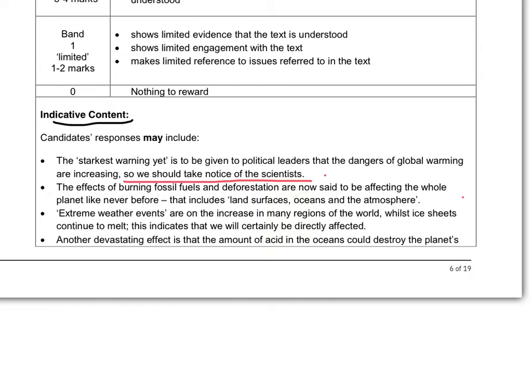The next one, extreme weather events are on the increase in many regions of the world, whilst ice sheets continue to melt. This indicates that we will certainly be directly affected. Again, that's an interpretation. You can go further to get band 4, but that's a clear demonstration of understanding, band 3.